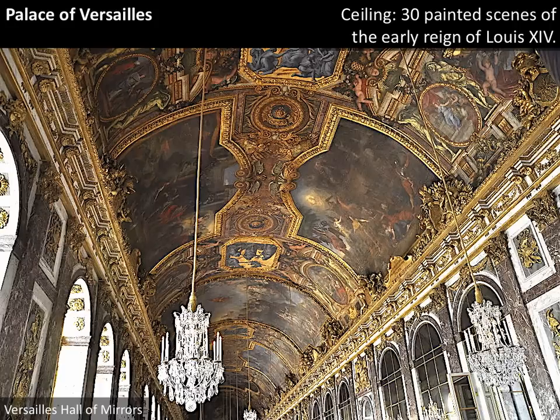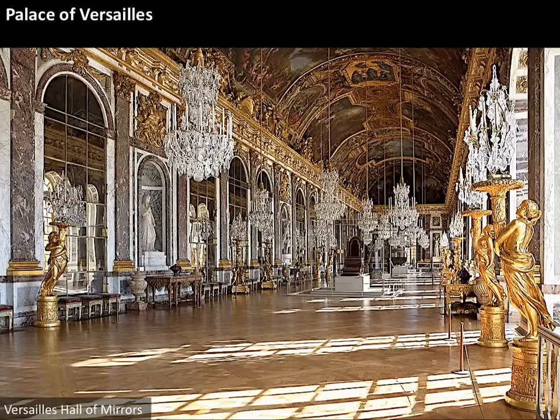We haven't really looked up much in this building, but we've noticed that all of the ceilings have been highly decorated. Here in the Hall of Mirrors, the ceiling is 30 different scenes of the early reign of Louis XIV. Looking at it from the other end, just for another moment to go, wow. Well, I can't top the Hall of Mirrors at Versailles, so let's look at some furniture.